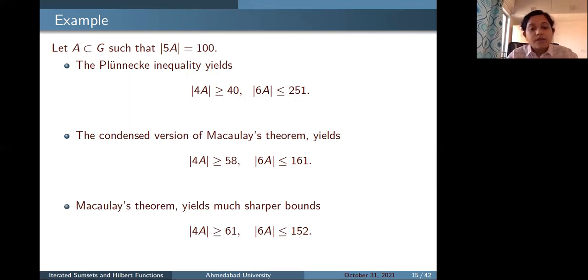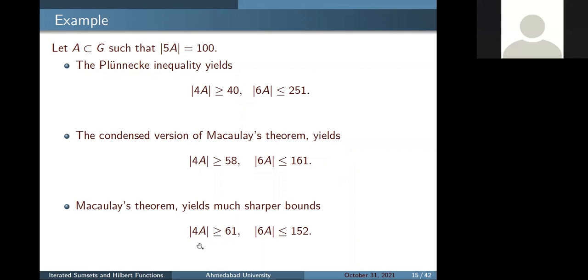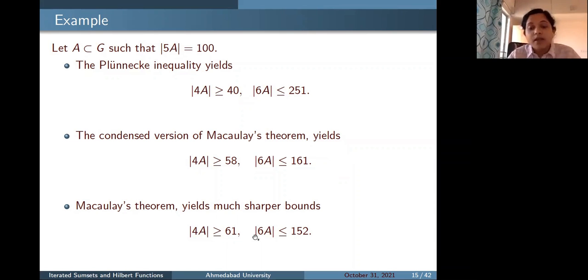Now further, we observe that the result which we got from the Ruzsa theorem will give us the sharpest bound. It says that the cardinality of 4A has a lower bound 61, and the cardinality of 6A has an upper bound 152, which is much better than the bound which we are getting from the condensed version of the theorem.